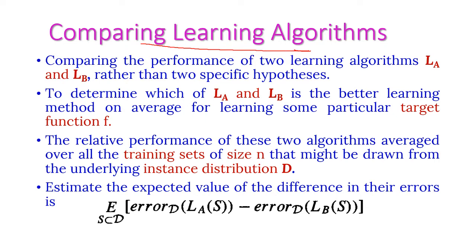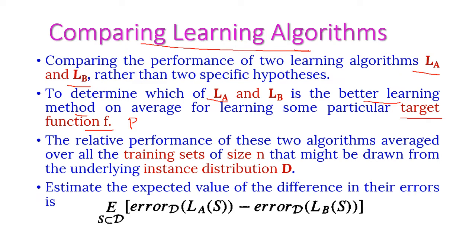We have two learning algorithms, LA and LB, and now we are going to compare which algorithm will give a better learning method on average for learning some particular target function over the entire population D. So we have taken two learning algorithms, LA and LB, and we are going to compare which one gives the better learning method.